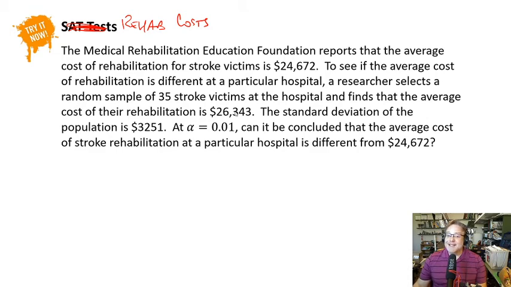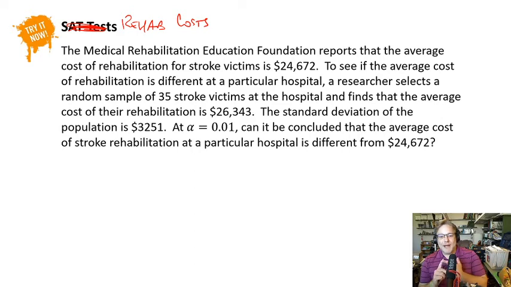The question is, is it significantly bigger? The standard deviation of the population is $3,251. We are examining this with a pretty low alpha value here, 0.01. And so with this level of significance, can it be concluded that the average cost of stroke rehabilitation at a particular hospital is different from the average cost presumably around the country?